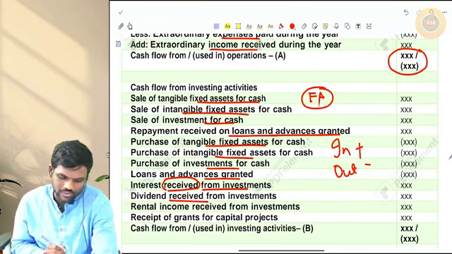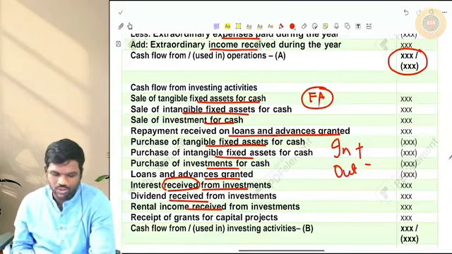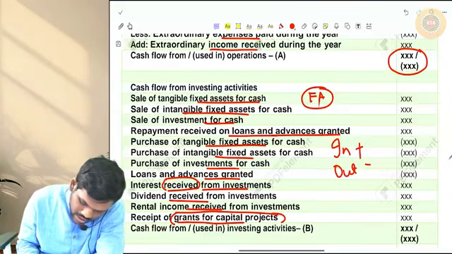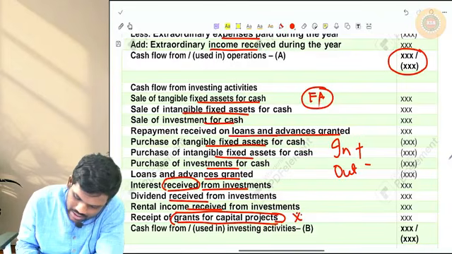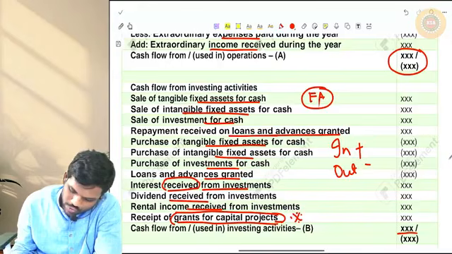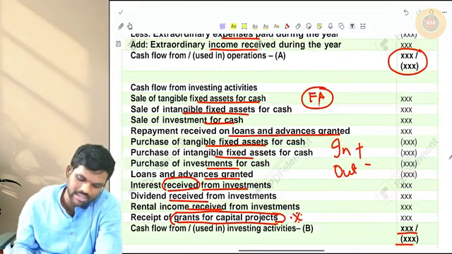Any dividend received also will come here. Rental income received will also come here. Receipt of grants for capital projects, ensure you remember this. This is there in one of the ICAI study material questions. Finally, what you get will give you cash flow from investing activities.